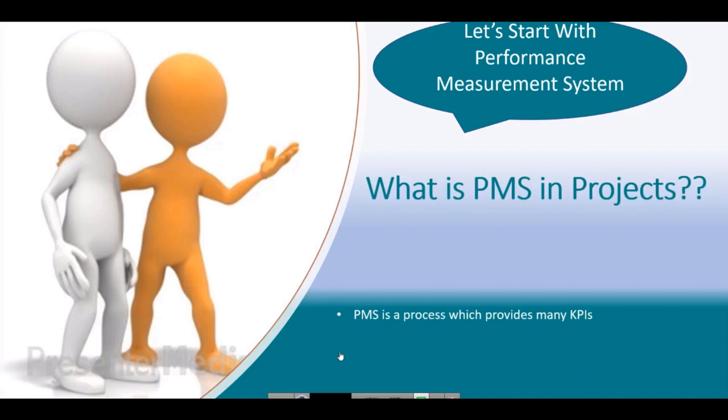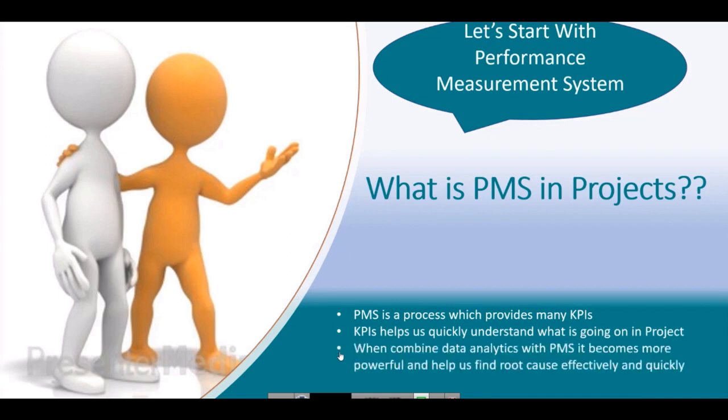So it's a system that is telling me these are the things, if going good, you are good. These are the things, if not going good, you are not good. So we need to find that. KPI helps us quickly understand what is going on in the project. When combined with data analytics and PMS, performance measurement system, it becomes more powerful and helps us find the root cause effectively and quickly. Many predictive KPIs help us forecast the events.